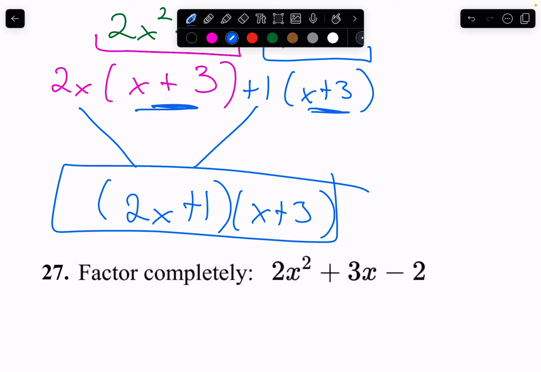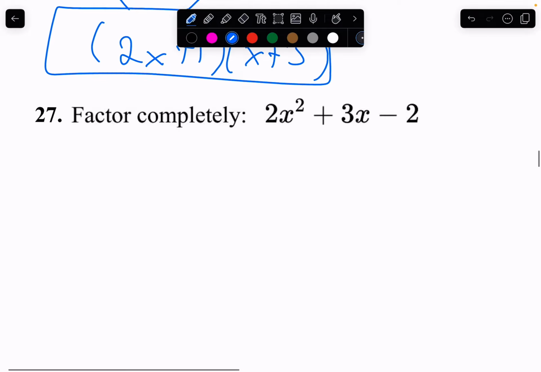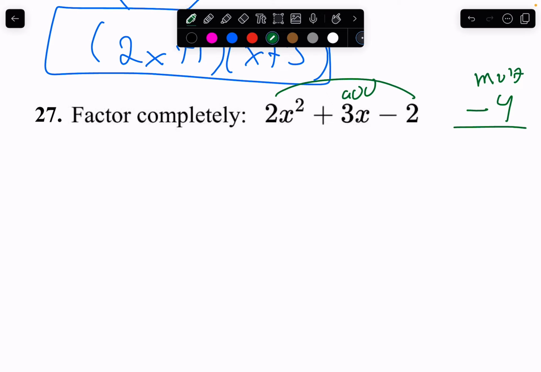Alrighty. Next one. Let's try 27. So first, of course, we look for a GCF here. There is no GCF. So we got to go do this times that. And in this case, we get a negative 4. So what two numbers multiply to negative 4 and add to 3? So those two numbers are going to be, let's see, negative 1 and positive 4. Right? So we rewrite 3 using a negative 1 and a 4.